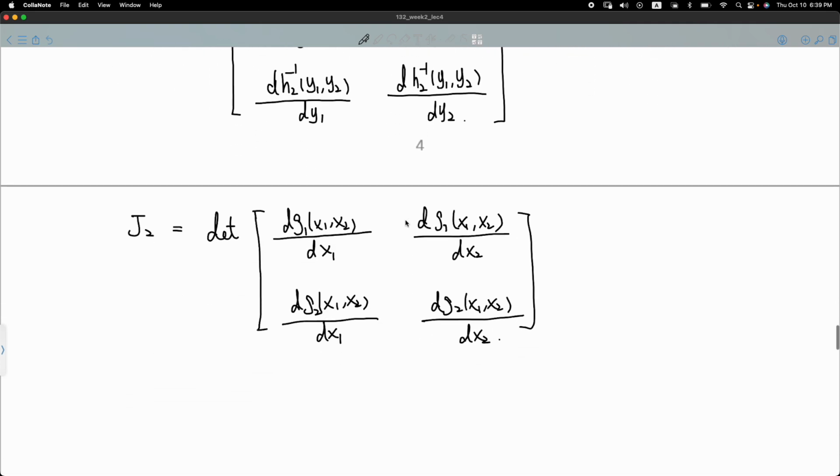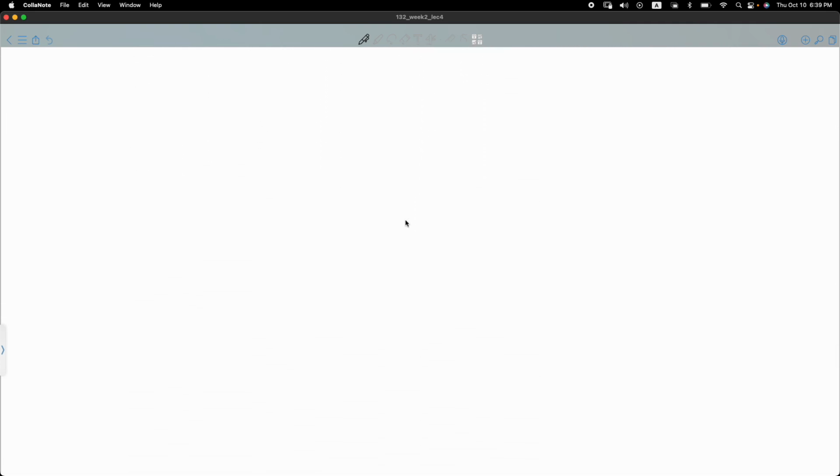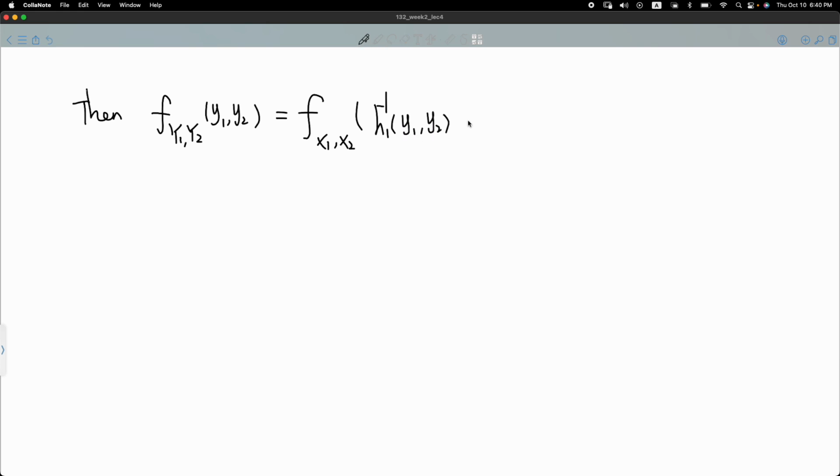So after we construct all these things, let me make the final statement. Then f of y1, y2, the function of y1 and y2, is equal to the function of x1, x2, but you need to input the inverse function h1 of y1, y2 to replace the x1, similar to the univariate case, and also h2 inverse of y1, y2 for x2. So you need to plug in the formula for the inverse function, and then you multiply by the absolute value of the Jacobian.